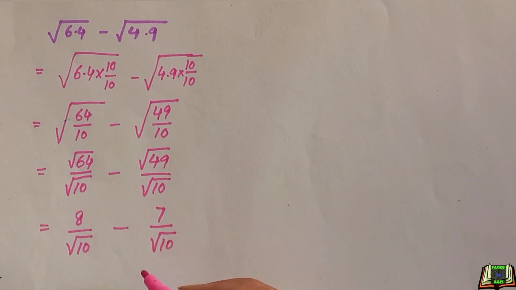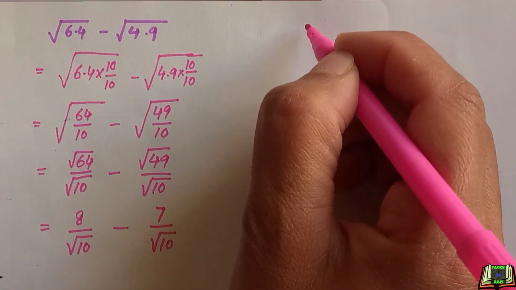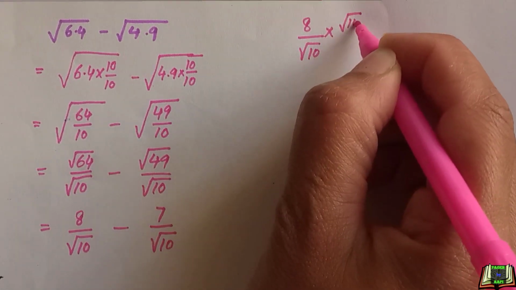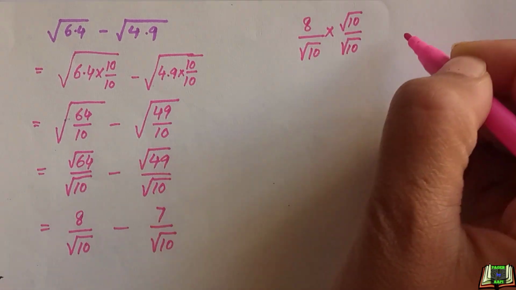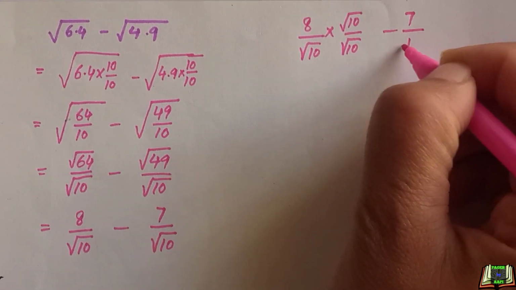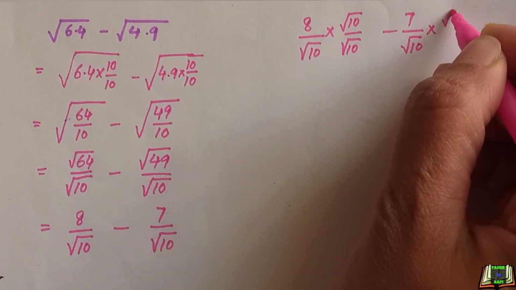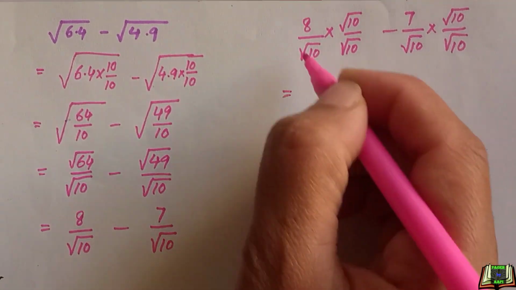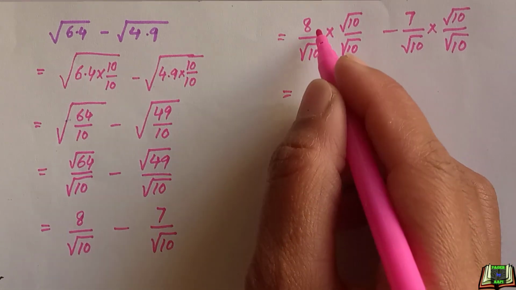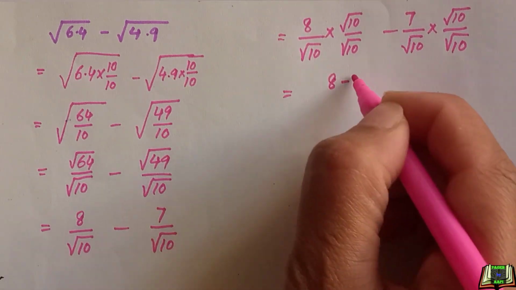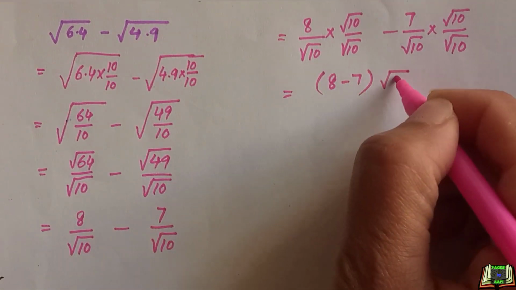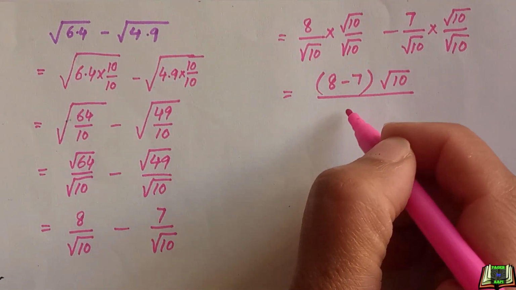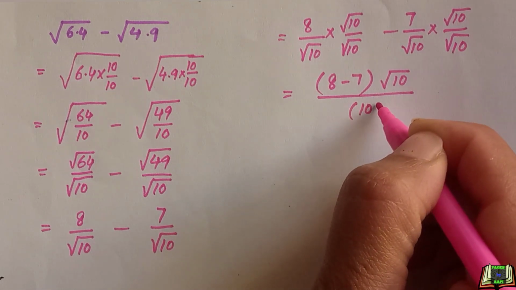In the next step, we will multiply and divide both numbers by root 10, so we have 8 by root 10 times root 10 by root 10 minus 7 by root 10 times root 10 divided by root 10. We can factor out root 10, so inside the bracket we have 8 minus 7, and in the denominator we have root 10 squared. Square and root will cancel out, we have 10 only.